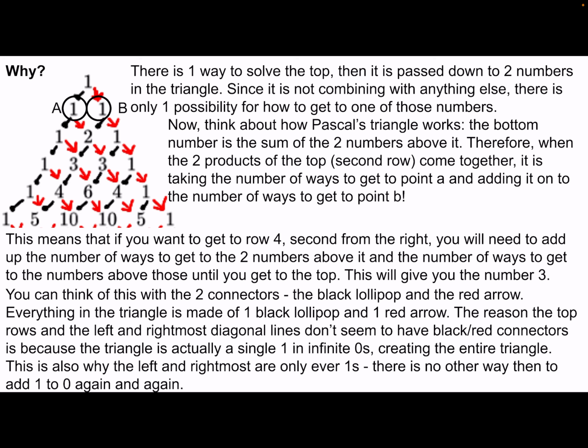The reason why the top rows and the left and rightmost diagonal lines don't seem to have black or red connectors is because the triangle is actually a single one in infinite zeros, creating the entire triangle. This is also why the left and rightmost are only ever ones. There's no other way than to add 1 to 0 again and again.